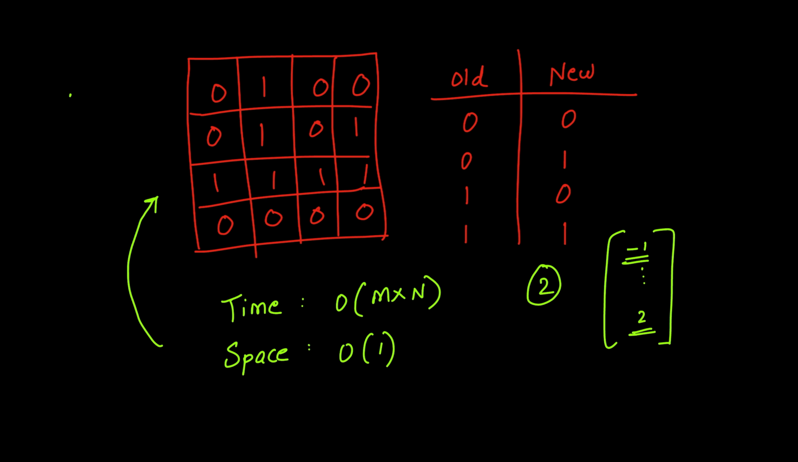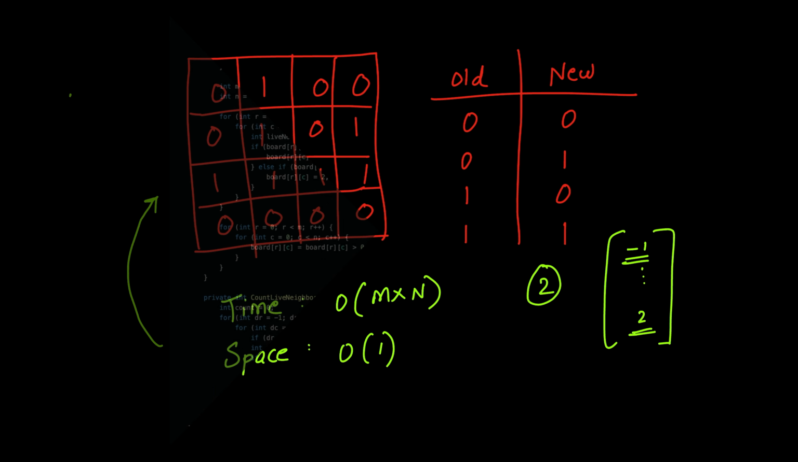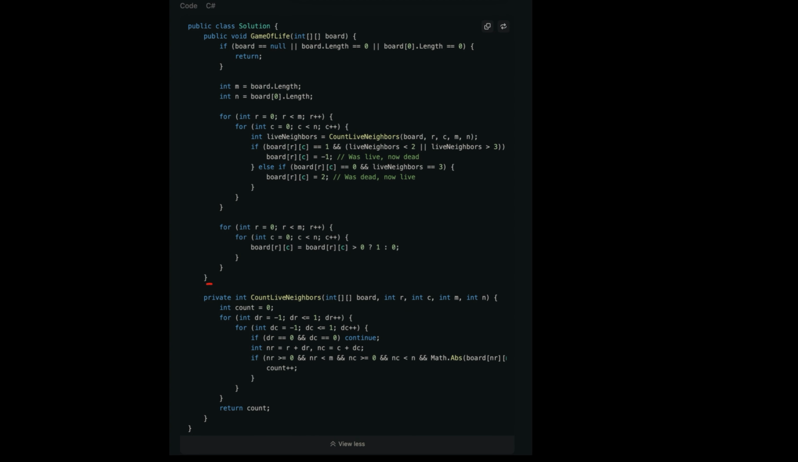Let me show you how we can implement this approach using C Sharp. In this C Sharp implementation, I have created this helper method count live neighbors which accepts a few parameters and returns the number of live neighbors. In the main method, I have added a couple of validations to make sure that the board is not null or the length of the rows and columns is greater than 0. If any of the conditions are not met, then I just simply return the execution from here.